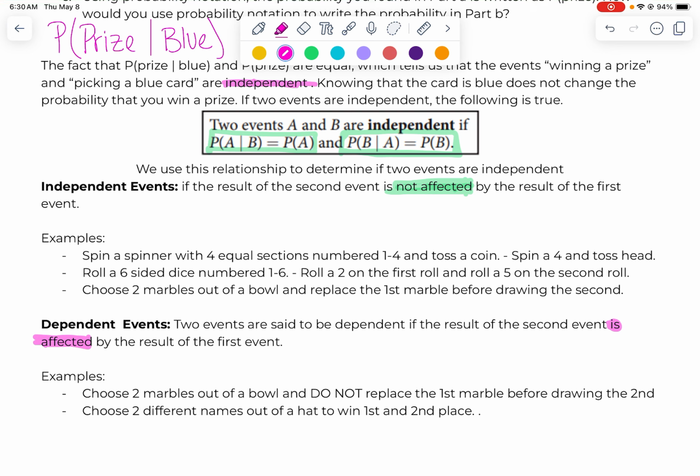Choosing 2 different names out of a hat to win first place and second place. If I pull a name for first place, I can't pull the same name for second place. All right, let's do another example together.